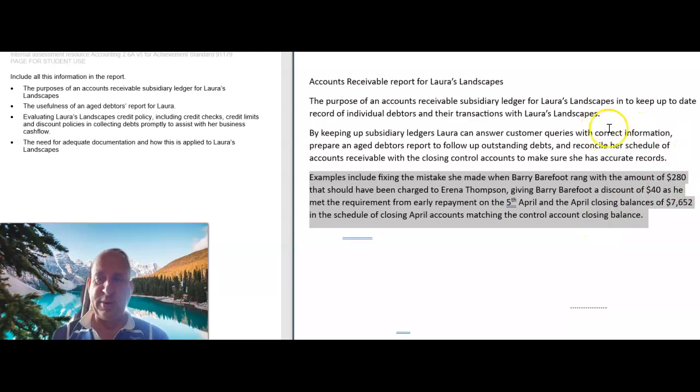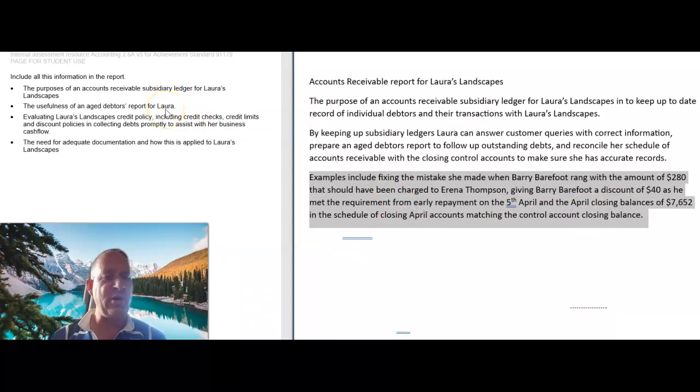And also the last part, so one part each. So we've said that it's to keep an updated record. We've said about track of individual debtors, which we've done. And we've also said the balancing figure in the control account, which is 7652, which matches the closing schedule of accounts. So we can tick that first one off.